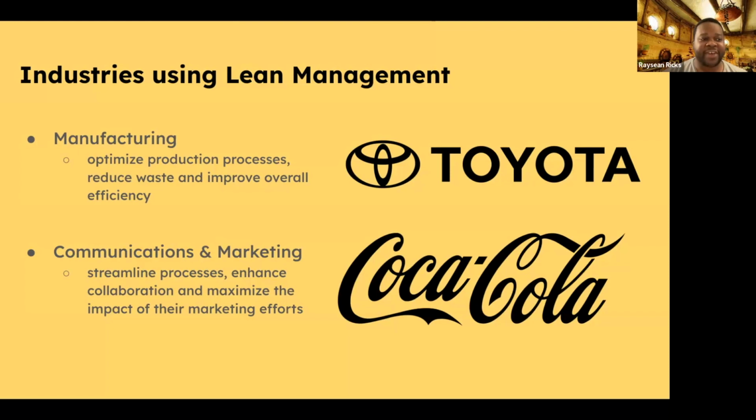First up is the manufacturing industry. Like William mentioned, Lean management was born here and continues to revolutionize production processes. Take Toyota, for instance, who pioneered Lean principles in the 1950s. Their manufacturing system has become an industry benchmark. By minimizing waste, optimizing workflows, and improving efficiency, Toyota achieved incredible success. Other manufacturing giants like General Electric and Boeing have also embraced Lean management to reduce lead times, lower costs, and enhance product quality, like Rachel mentioned.